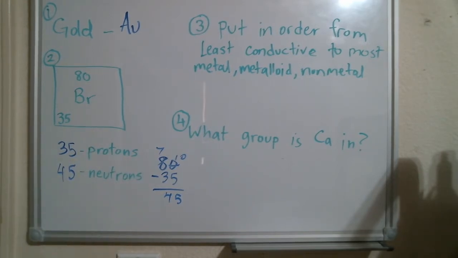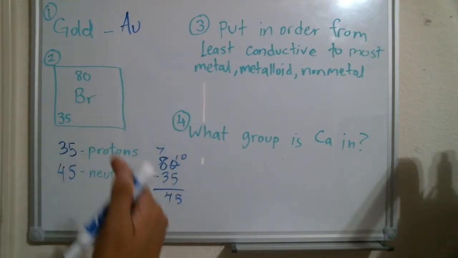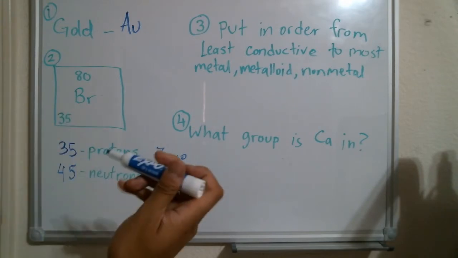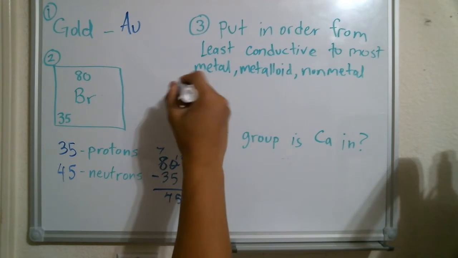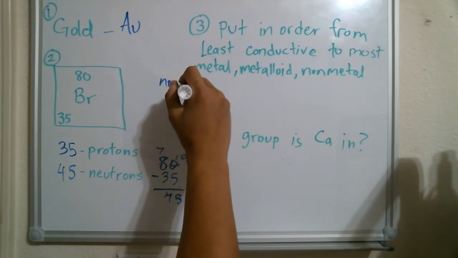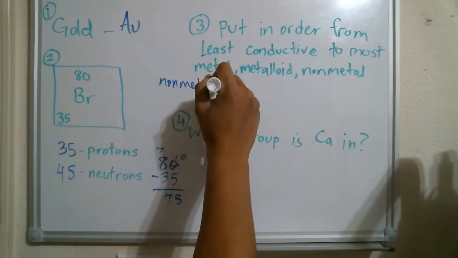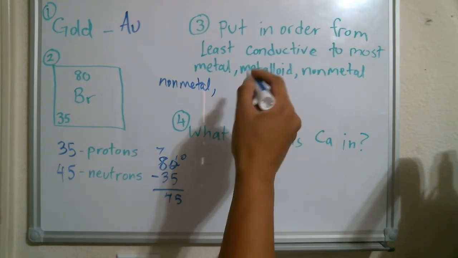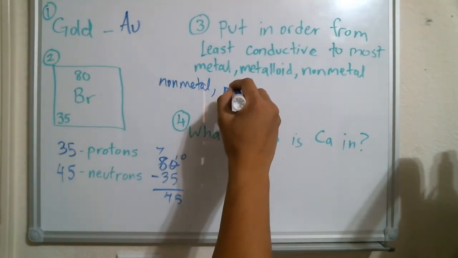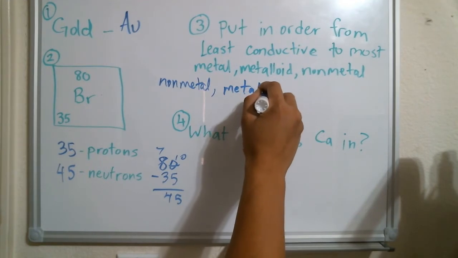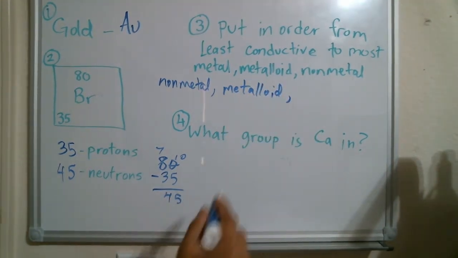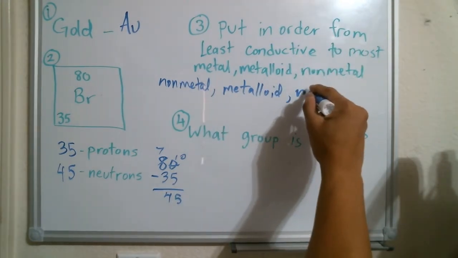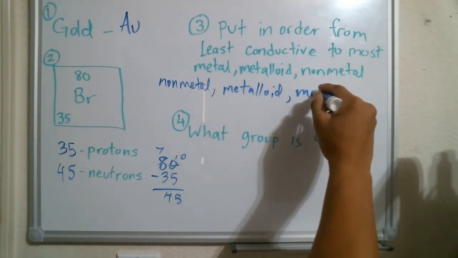Alright, number 3. Put in order from least conductive to most. Metal, metalloid, and nonmetal. So which one of these is the least conductive? Nonmetals are. And what is the second least conductive? Metalloids. They can also be called semimetals or semiconductors. And that makes metals the most conductive of all of them.